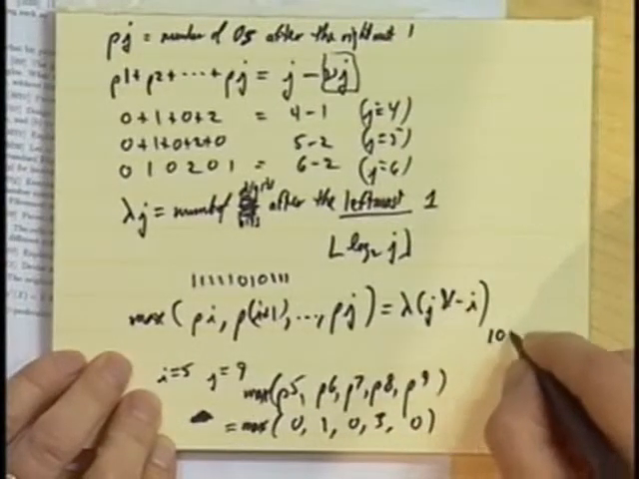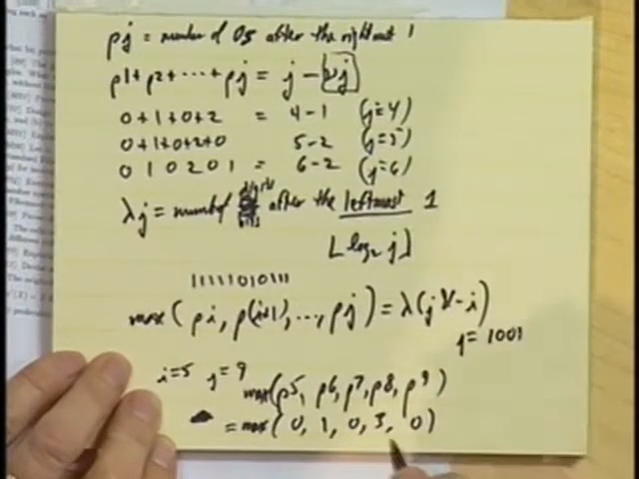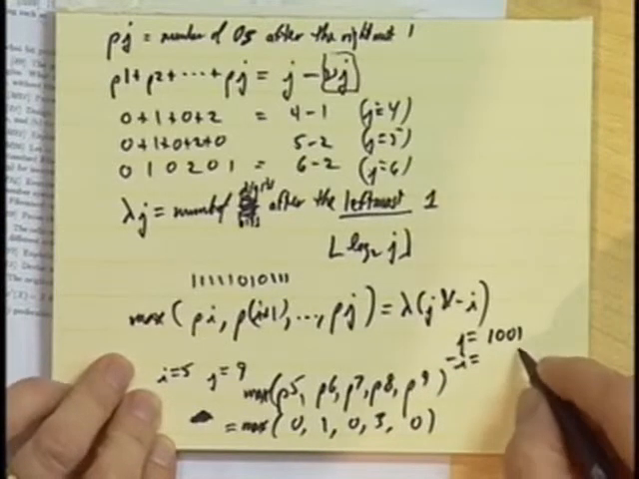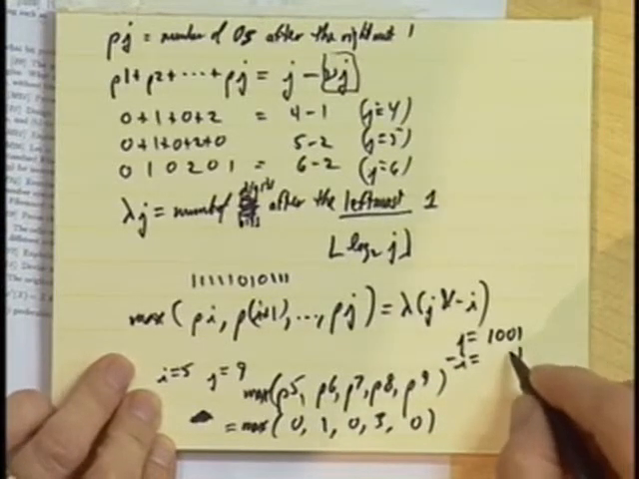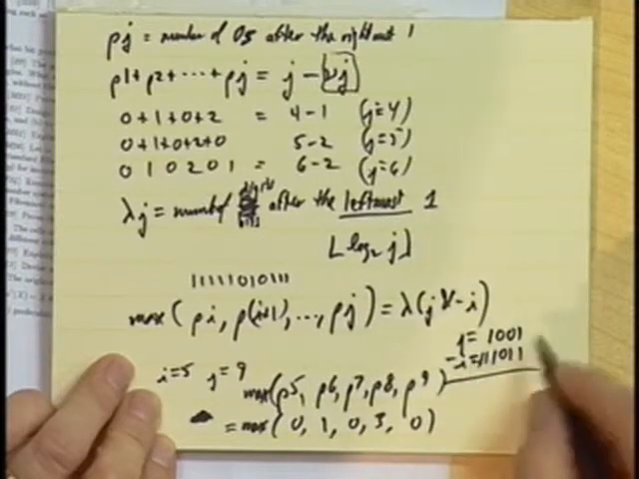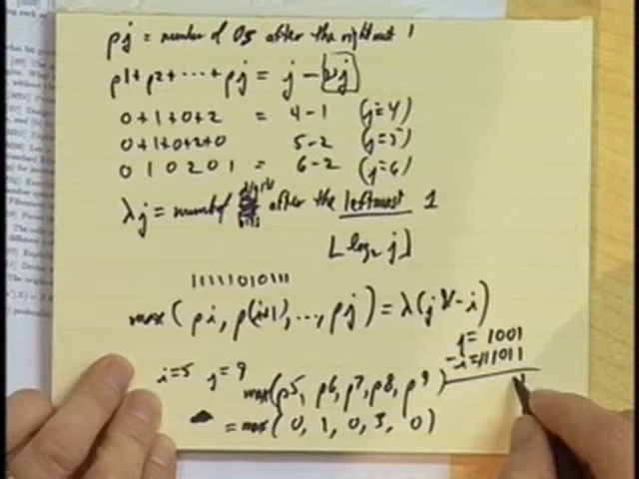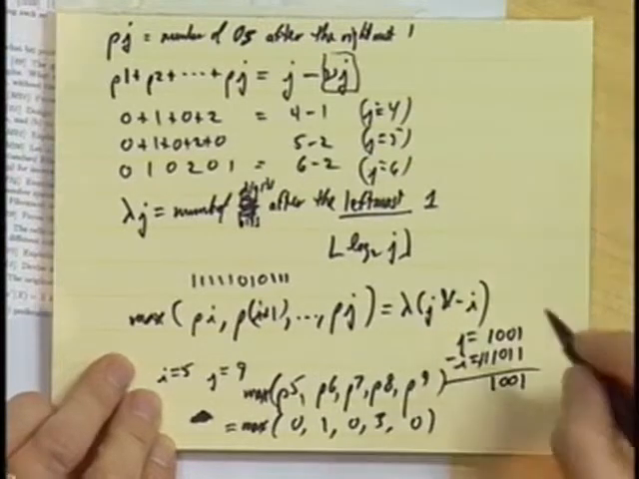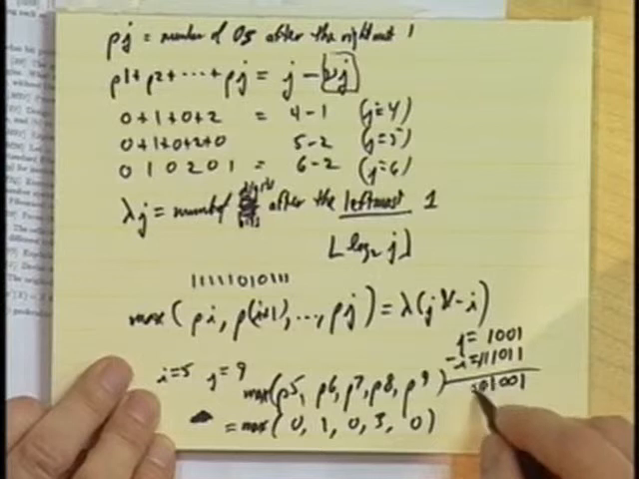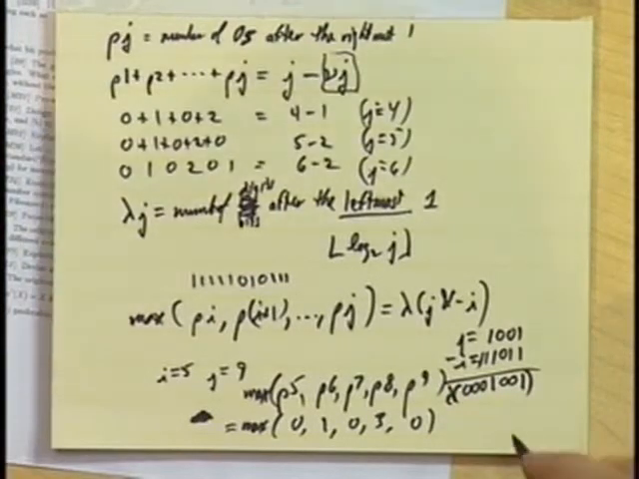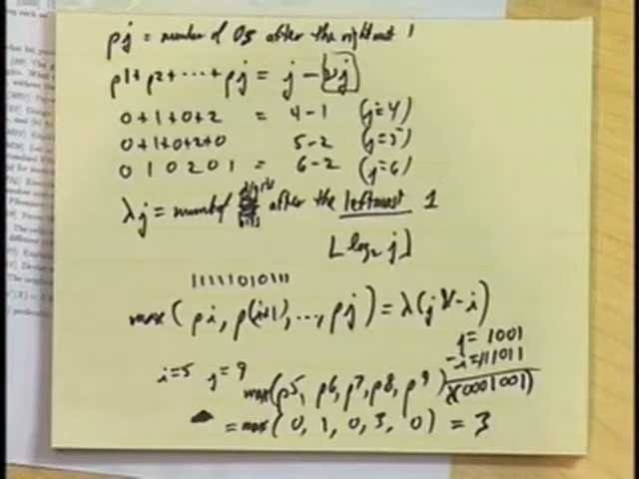So 9, this is j, is 1001. Minus 5, I complement everything. This is 1, 0, a whole bunch of ones here. So I add these together, and I get 1, 0, 0, 1, and then zeros afterwards. So I take lambda of this, and lambda of this is 3. Okay, so it just works.